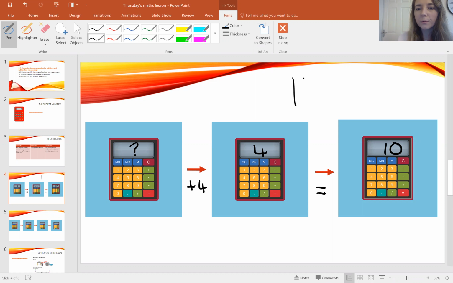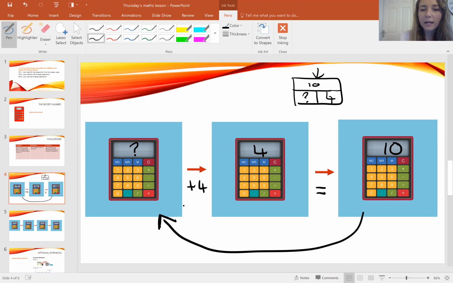So on our bar model, 10 would be the total, and then there's 2 parts of that number. One of them was 4. What is the other number? So we need to go backwards and we need to start with 10 and reverse this calculation, take away this part. So we're going to subtract 4 using our inverse to work out what that number was in the first place. So 10 take away 4 we know is 6. So we can calculate Annie's secret number.